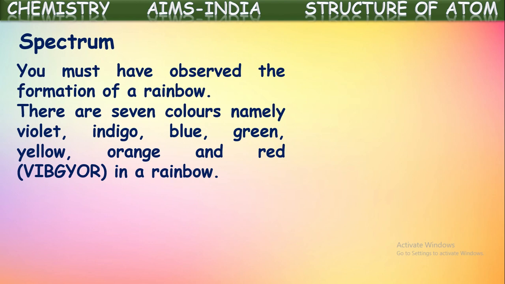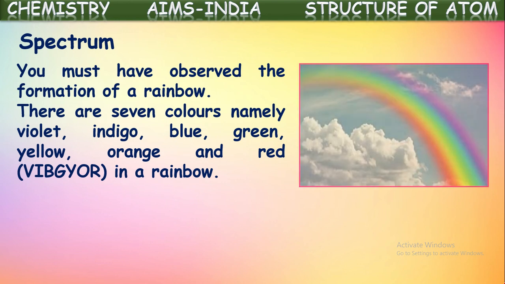Spectrum. You must have observed the formation of a rainbow. Did you observe it ever? Yes, when it rains at a certain time, we may often observe a rainbow in the sky. There are 7 colors, namely violet, indigo, blue, green, yellow, orange, and red. So these colors will be seen in the rainbow, isn't it? Simply we call all these colors together as Vibgyor.